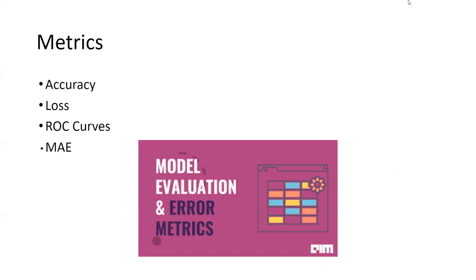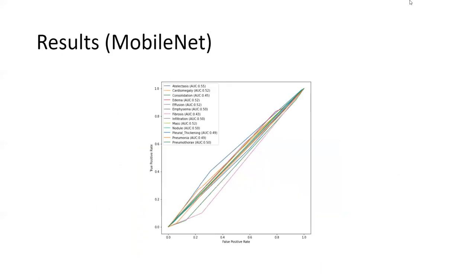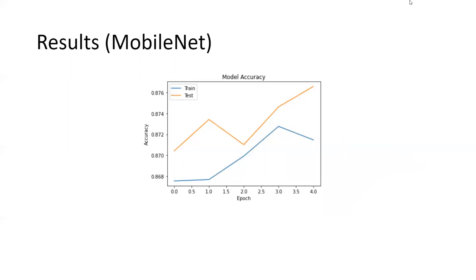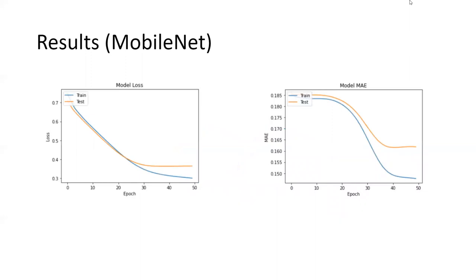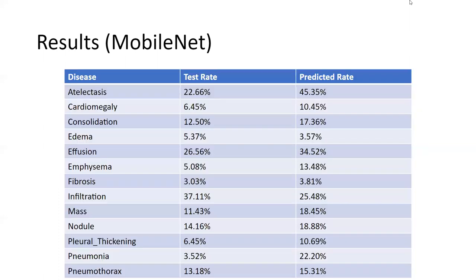mean absolute error methods. For the MobileNet results, as you can see, the top curve is almost diagonal for each disease. And here is the model accuracy. And these are the model loss and mean absolute error for MobileNet. And you can see, for each disease, the test rate and the predictive rate.